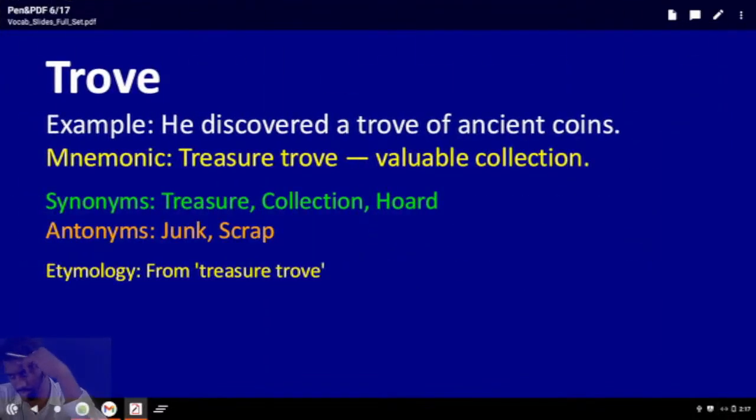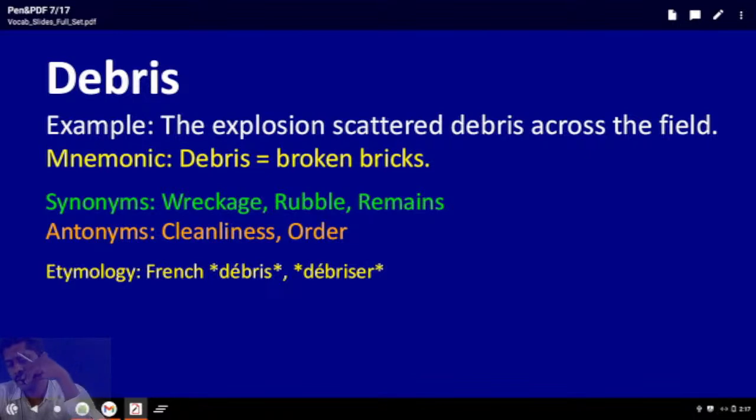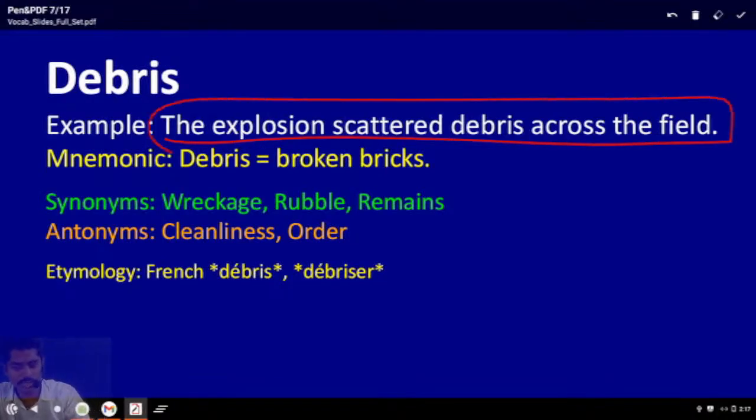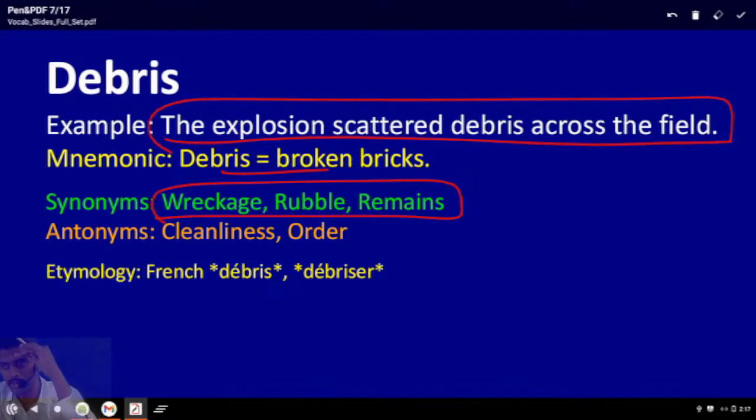You have not written this. Debris: the explosion scattered debris across the field. Debris means broken bricks. Not just broken bricks, wreckage, rubble, remains. Whatever is remaining, that too unused, that is wreckage. After damage, the remaining parts are wreckage. After an explosion, a plane crash happened, explosion happened, whatever is remaining, that is called wreckage, rubble.